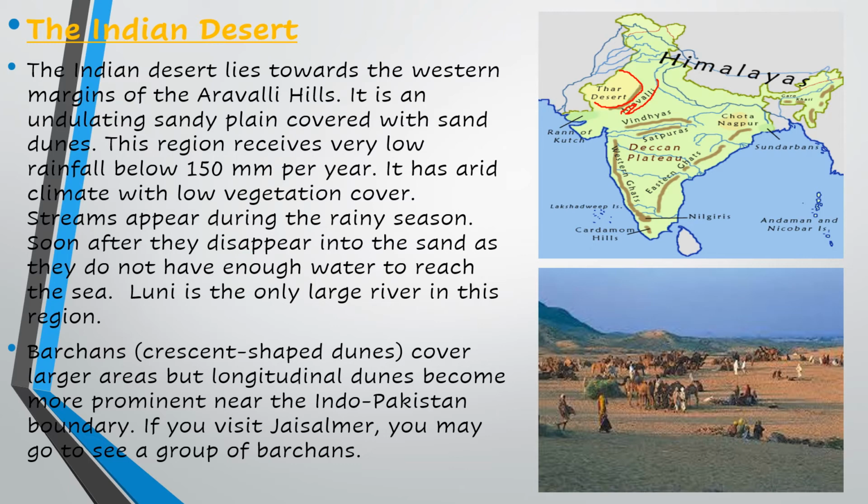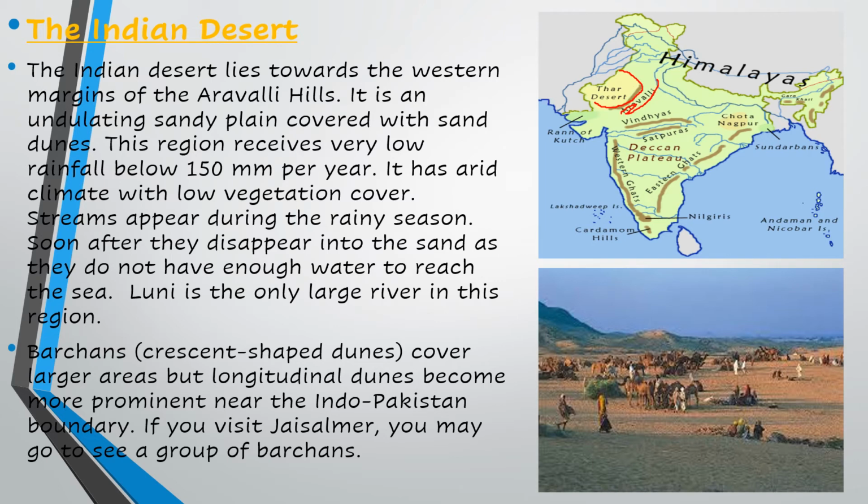Sand dunes are the collection of sand in one particular place. The air that is blowing carries a large amount of sand with it, and where it deposits this sand, the formation of a particular dune is known as a sand dune. This region receives very low rainfall, below 150 mm per year. It has an arid climate with low vegetation cover because of the desert.